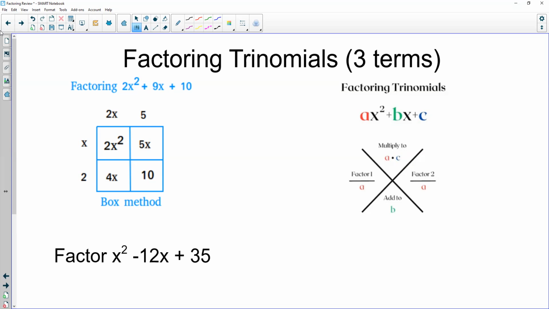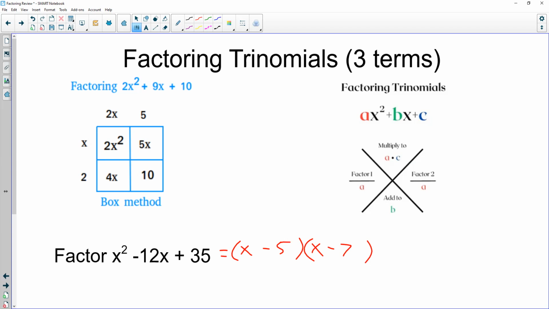So we have this example down at the bottom. If I were doing this one, I would look at it and I know it's always going to be 2 parentheses. And then I know that my first terms would be x's. I know my last terms have to multiply together to be positive 35, but add together to be negative 12. So that would be negative 5 and negative 7.